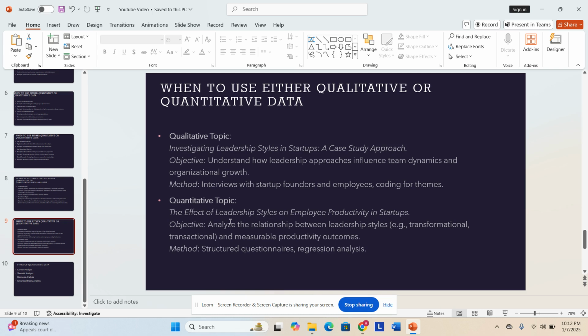All right. So now, for this effect of leadership styles on employee productivity in startups, that means you want to analyze the relationship between leadership styles, transformational, and measurable productivity outcomes. You want to measure the productivity outcomes. So the method here is, you use structured questionnaires, and then you're going to conduct a correlation and regression analysis.